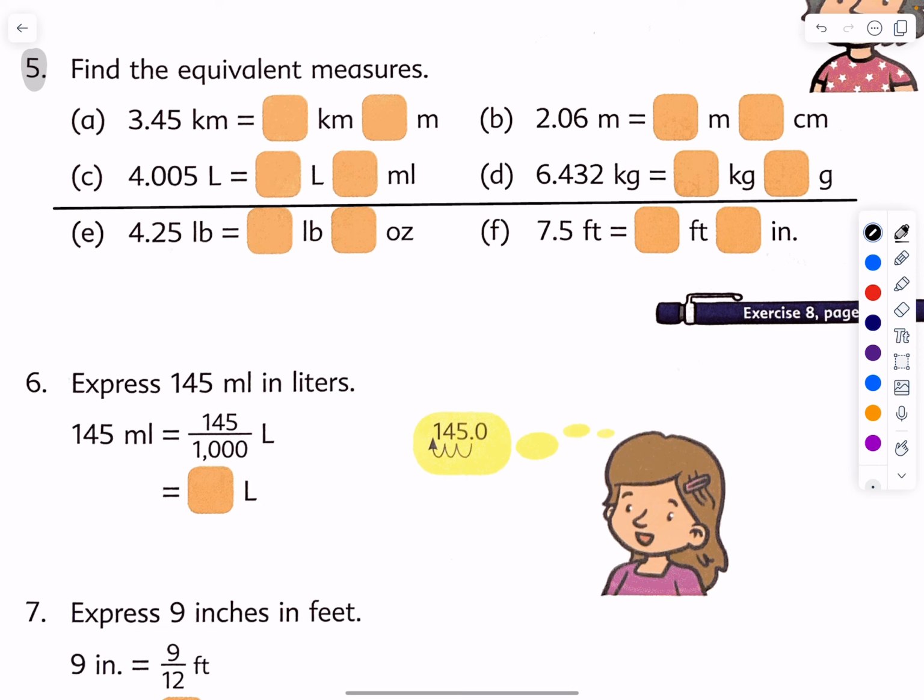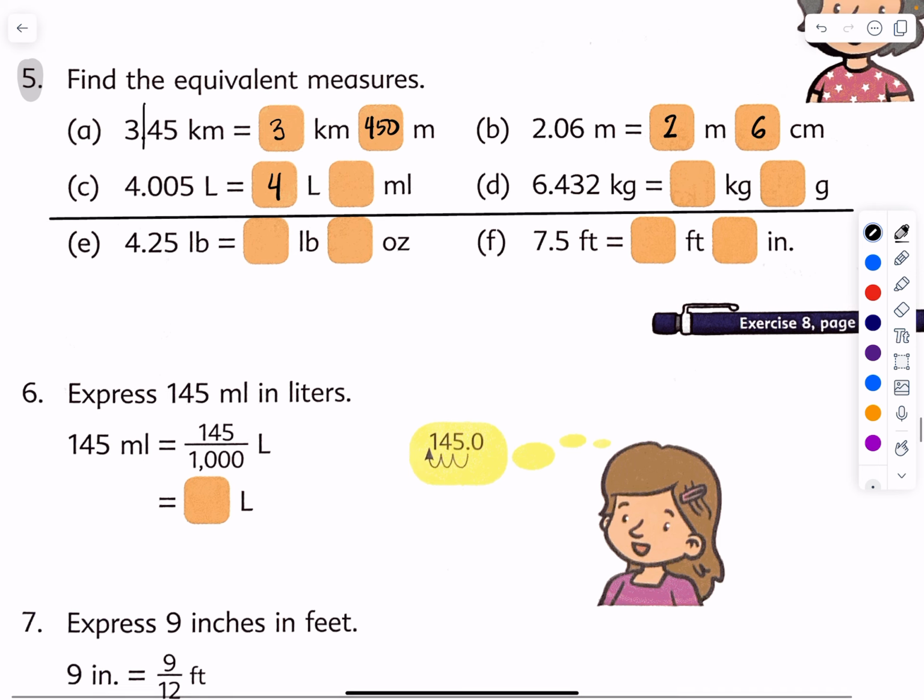3.45 kilometers is, of course, 3 full kilometers and 450 meters. 2 600ths of a meter is 2 full meters. 600ths is actually 6 centimeters. 4 liters and 5,000ths. So we have 4 full liters. Notice we're kind of just breaking it like that, right? Into wholes and into fractional pieces. And 5,000ths of a liter is just 5 milliliters.